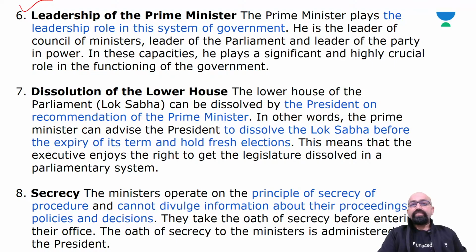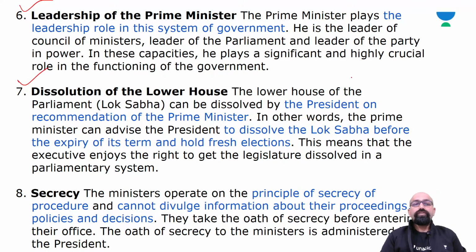Yes, the prime minister plays the leadership role in this system of government, and he is the leader of council of ministers, leader of parliament, and leader of the party in power. So in these capacities, he plays a significant and highly crucial role in the functioning of the government. So in parliamentary system of government, leadership of the prime minister is the feature. Yes. Next, dissolution of the lower house.